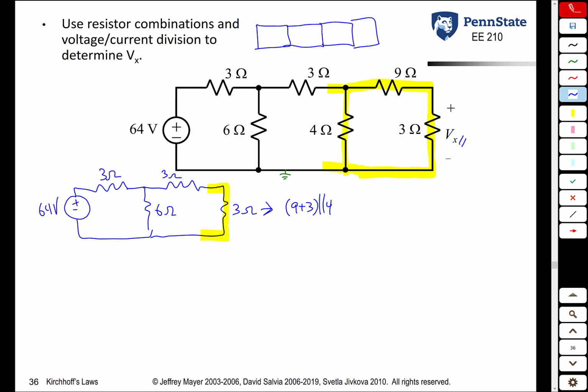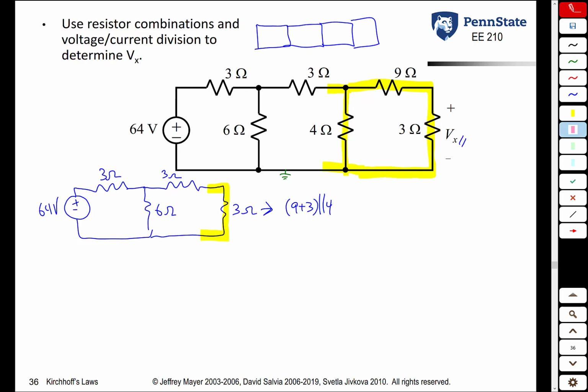And normally I said you do not want to combine resistors if you lose that variable. Here is a situation where we're going to do it anyway, and we'll see how we can get back that Vx even though we've combined this 3 ohm resistor with the 9 ohm resistor and the 4 ohm resistor. So at this point, we now need to do another layer of collapsing of the network.